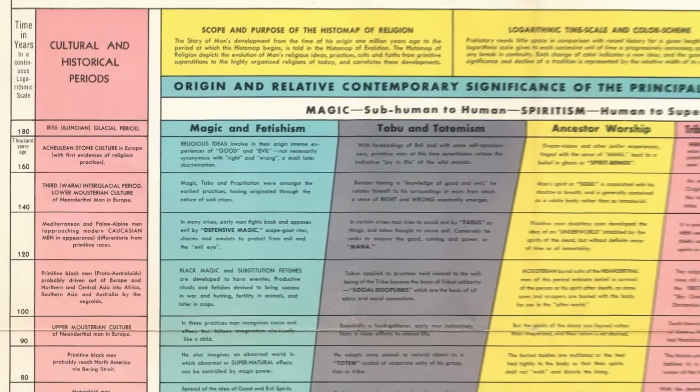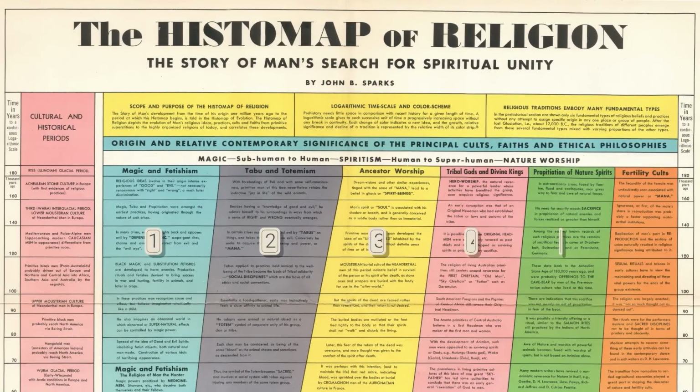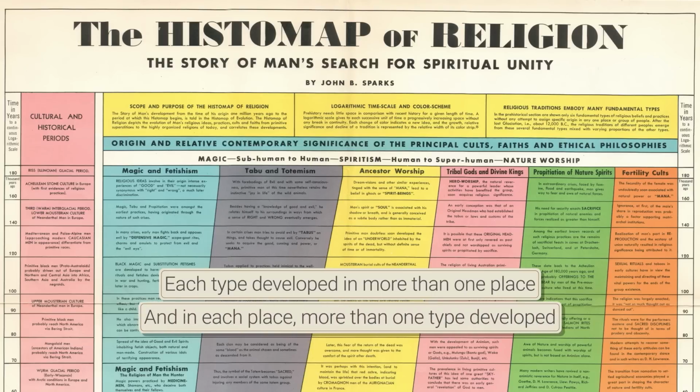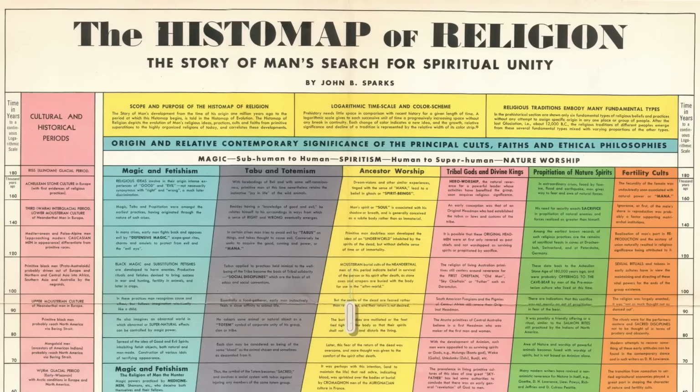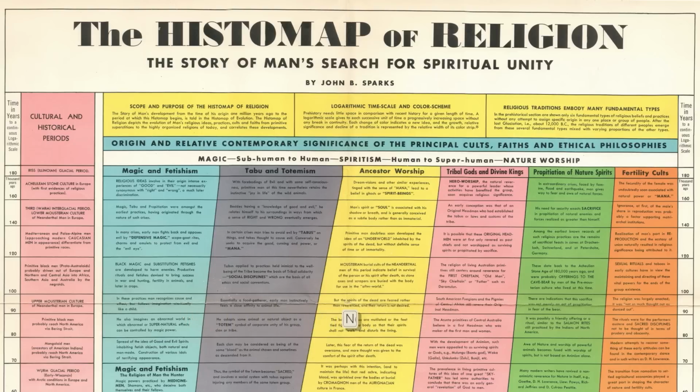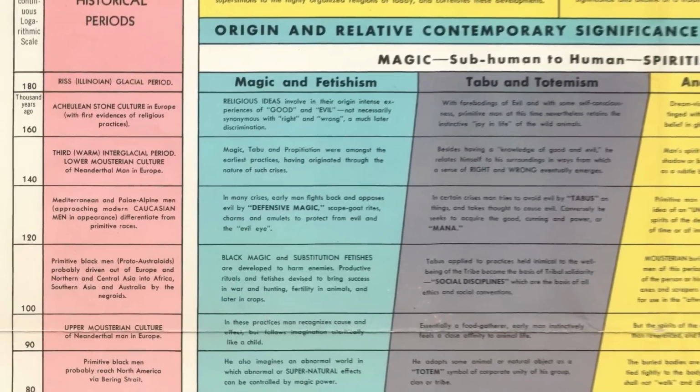For most of the prehistory section, there are 6 columns, each representing a type of early religion. But it's important to note that these types do not correspond to specific regions of the world. In most cases, each type developed in more than one place, and in each place, more than one type developed. Now, while this chart is 80 years old, and based on theories about the origins of religion, which have now been either rejected or at least seriously revised, the general ideas expressed by these 6 types are still somewhat valid, so let's take a look at them one by one.